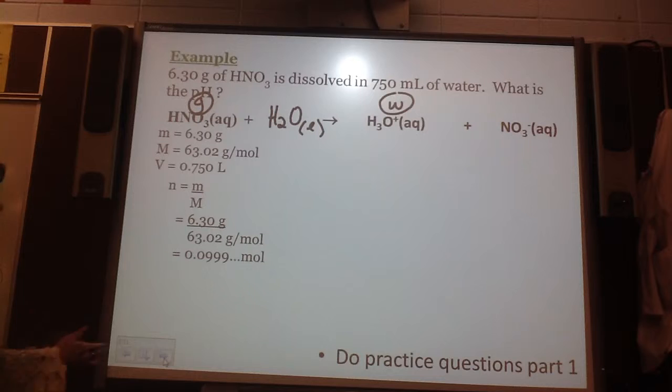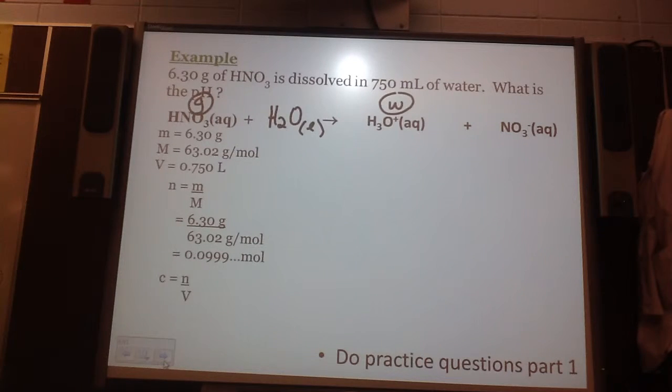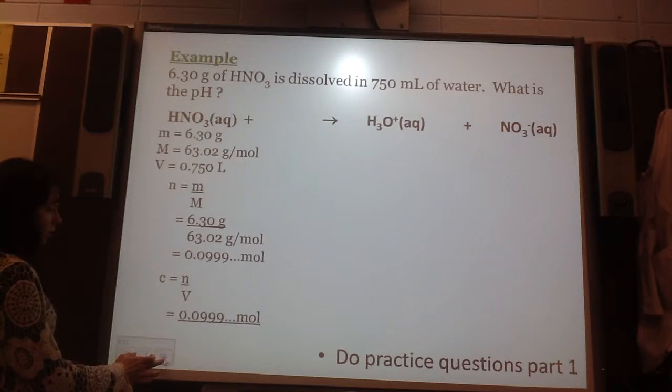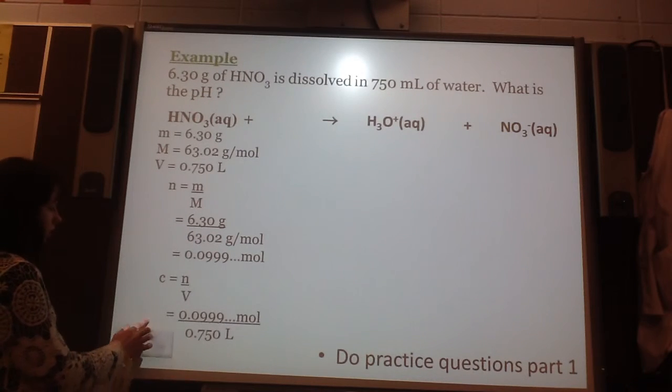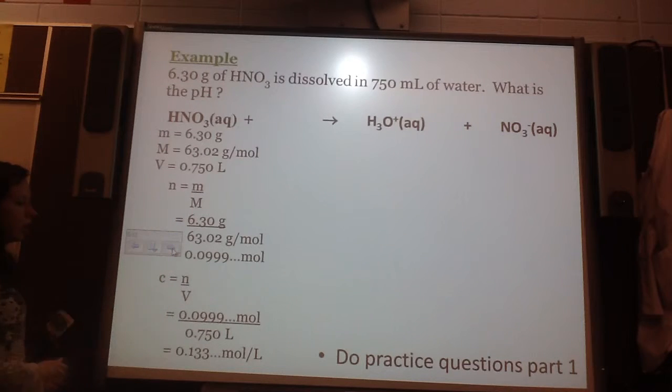So now that we have our n, now we can find C. C equals n over V. So your 0.099, etc., divided by 0.75 liters. So the concentration of our acid is 0.13 moles per liter.